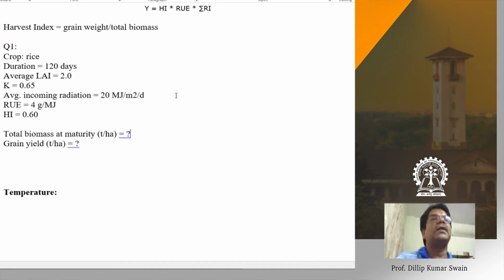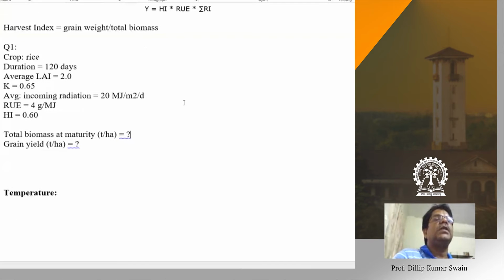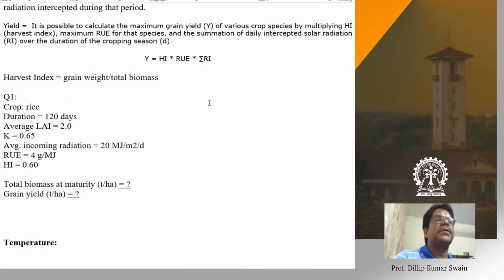Okay, let me make it very clear. Once again, I will explain. Those are facing some problem, I think. Using the radiation interception, that means you need to calculate how much radiation is intercepted by the crop. I is equal to I0, radiation at the top of the canopy, into 1 minus e to the power minus k into LAI, is it not? That gives the radiation interception by the crop on daily basis.